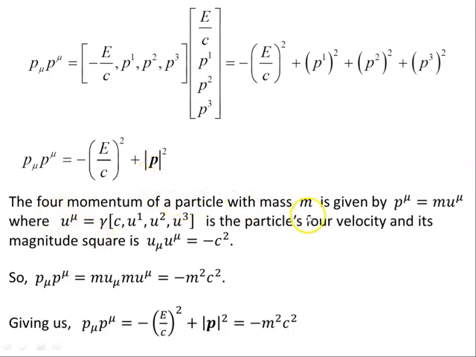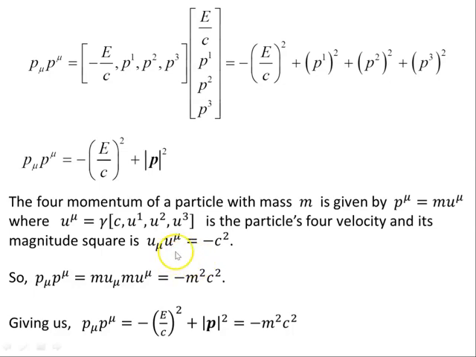So the 4 momentum of a particle of mass m is given by P mu equals m times u mu, where u mu is gamma times this vector, which is c, u1, u2, u3. I've expressed it like this, not because it's a row vector, but just because it saves space doing it that way. But think of it as a column vector. That's the particle's 4 velocity, and its magnitude squared is u mu u mu. This, again, is minus c squared. I have covered that in another video. I'm not going to go through it here again. I'm just going to quote the result.